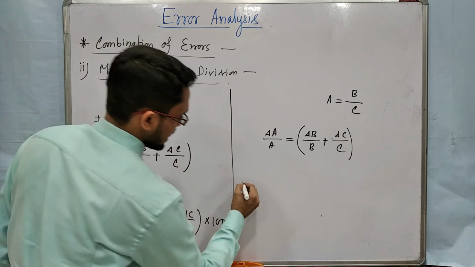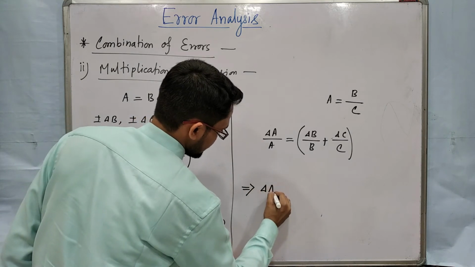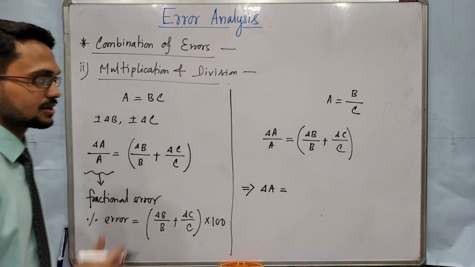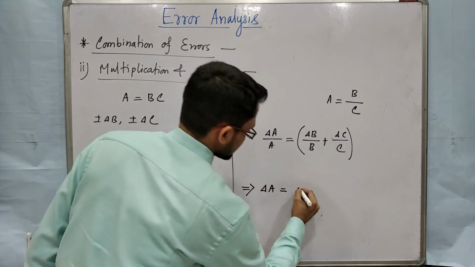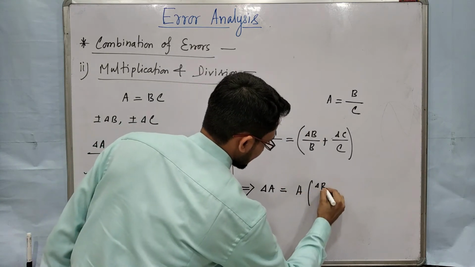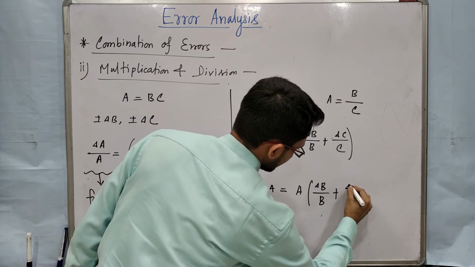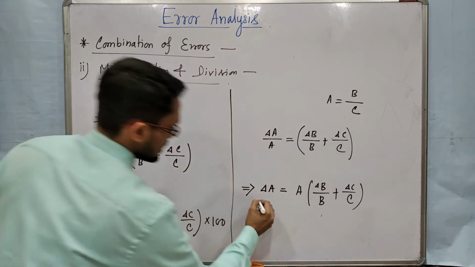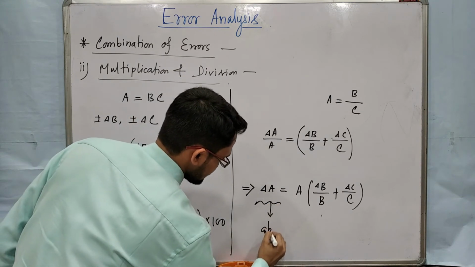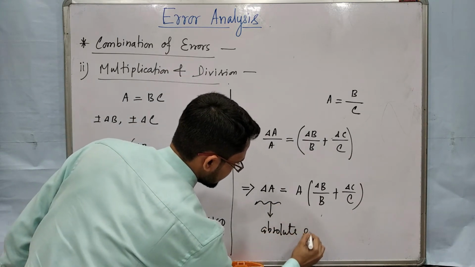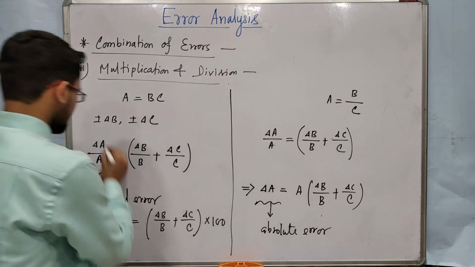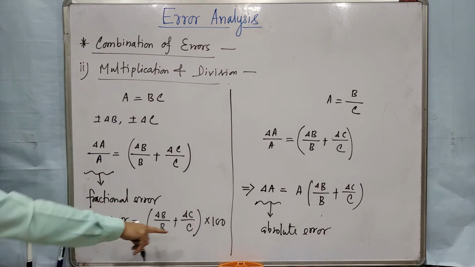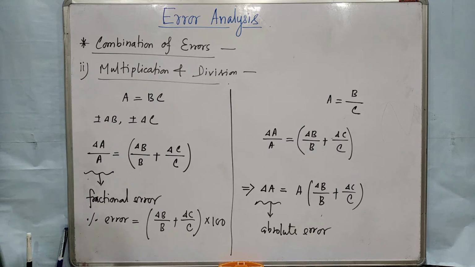Suppose you want to calculate the absolute error, then you have to find delta A. Delta A is the absolute error only. So then cross multiply: A times delta B by B plus delta C by C. Just cross multiplication. So this is the absolute error, this is the fractional error, and the percentage error is multiplied by 100. Understand? Now we will see one or two numericals.